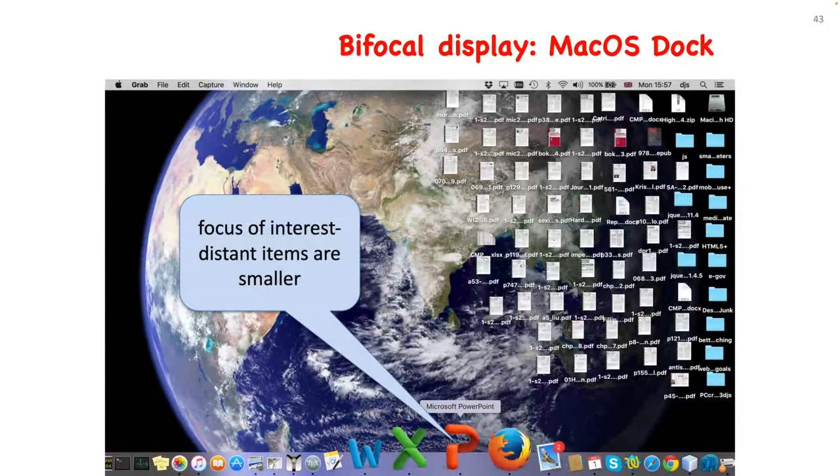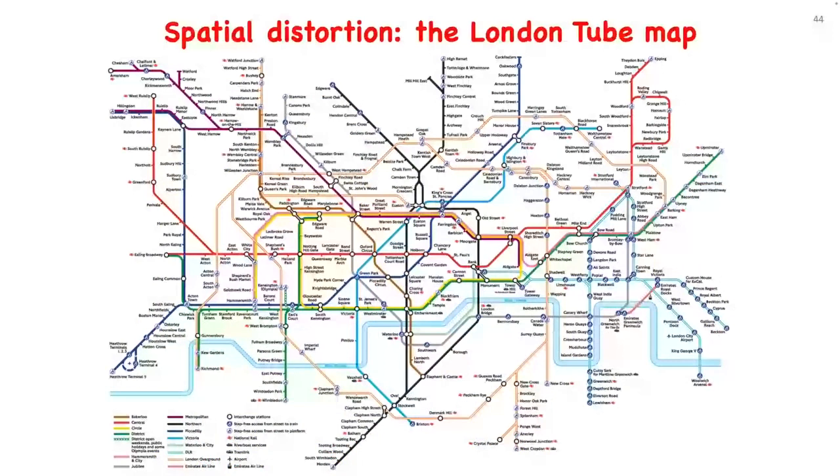Okay, so welcome back, everybody. We've seen the MACOS bifocal display, so we can see how that works. Now, for different sorts of distortion, which maintain interest and make things easier to understand.